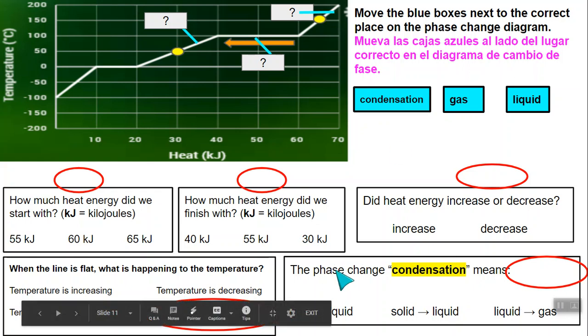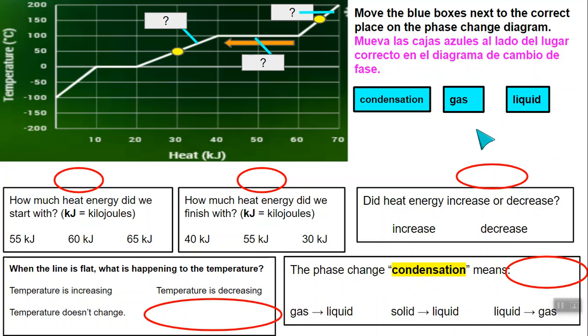Okay, now answer this question. Ahora contesten esto. The phase change condensation means, ¿qué quiere decir condensación? Does it mean from gas to liquid, desde gas a líquido, from solid to liquid, or from liquid to gas? Push pause on the video to answer this question. Pausa el video para contestar esa pregunta.